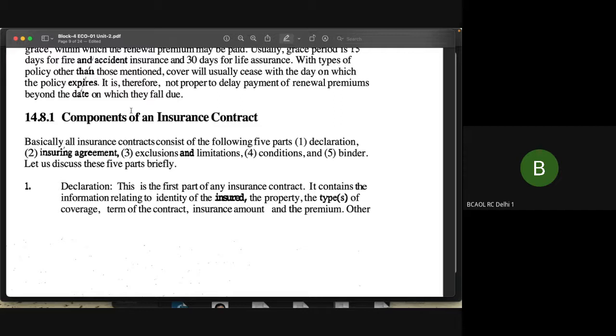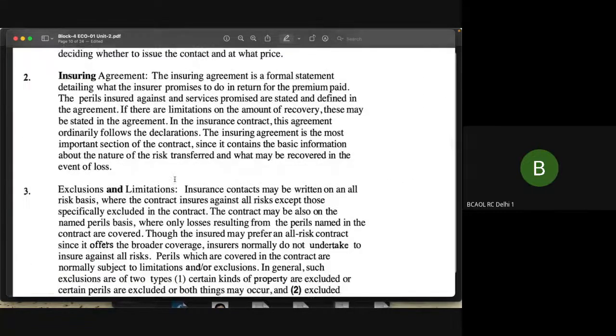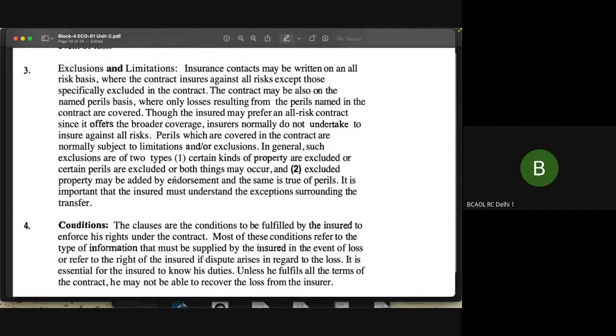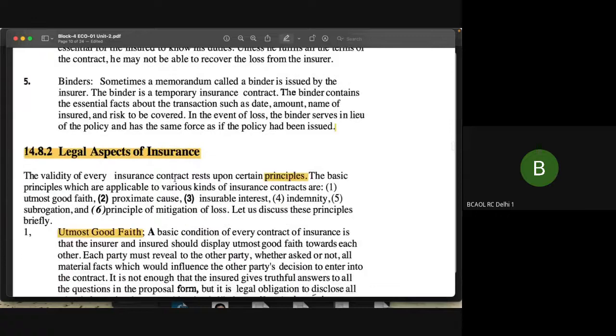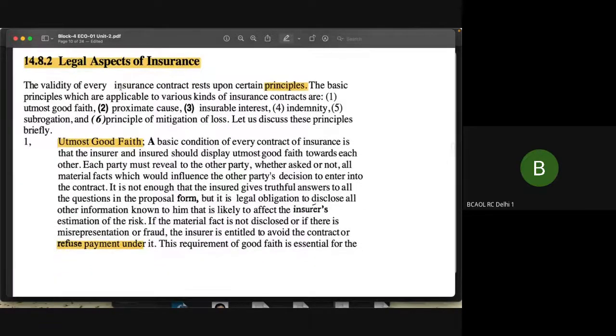Yeah, components of an insurance contract, guys. Declaration. Okay, this is very simple. You don't need to be signing all these things. Insurance agreement, limitation, exclusions, conditions, binders. Okay, yeah, this is the most important topic of your insurance, besides your types. So, principles of insurance, guys. The edifice, the rationale of insurance. What makes the insurance feasible.